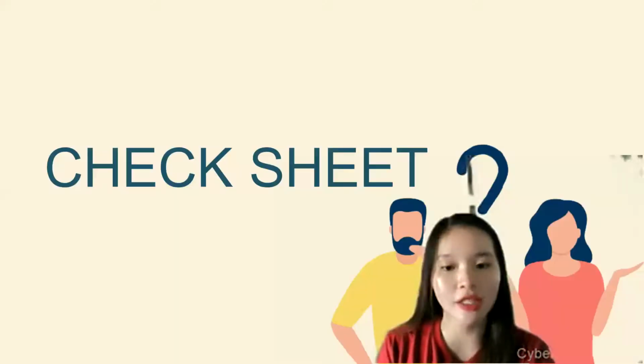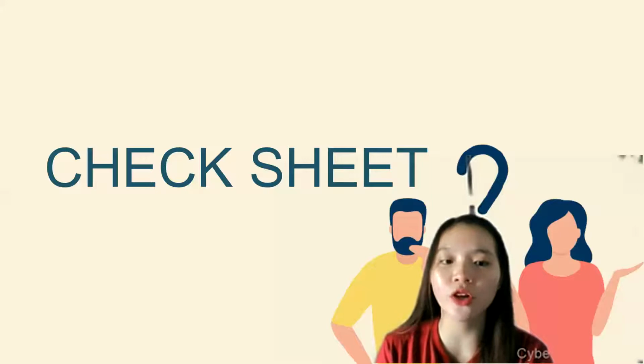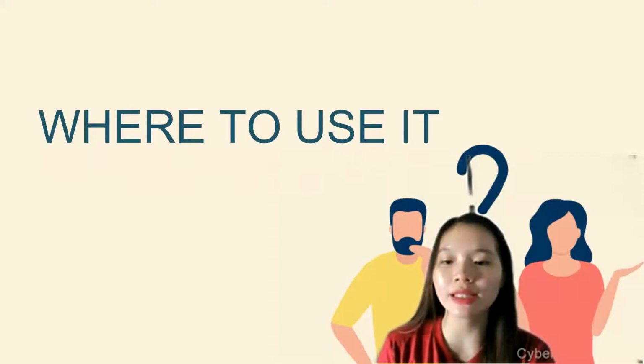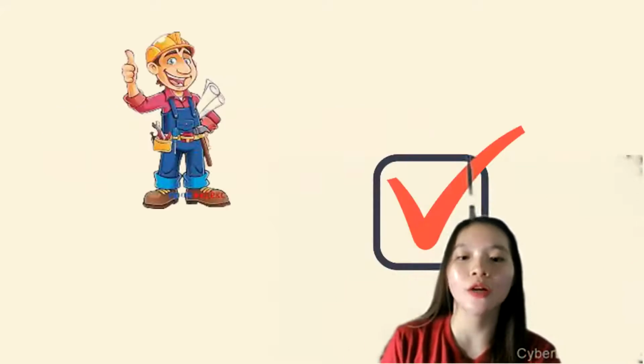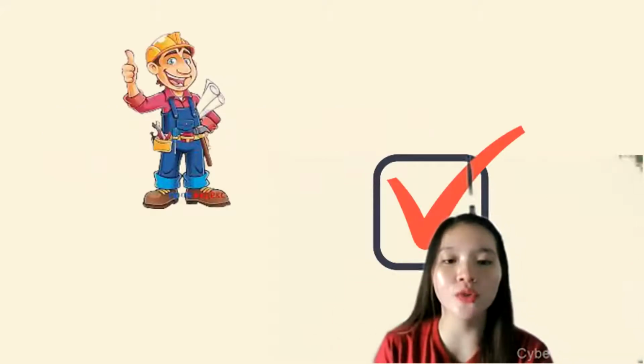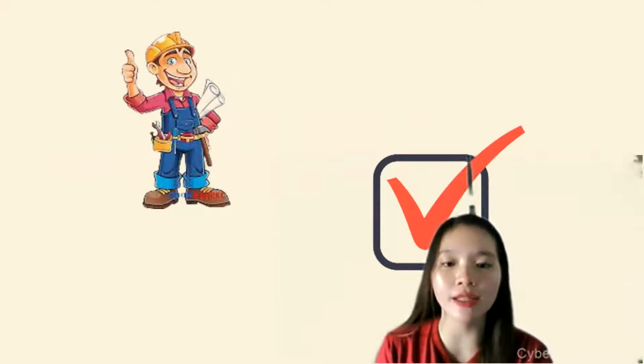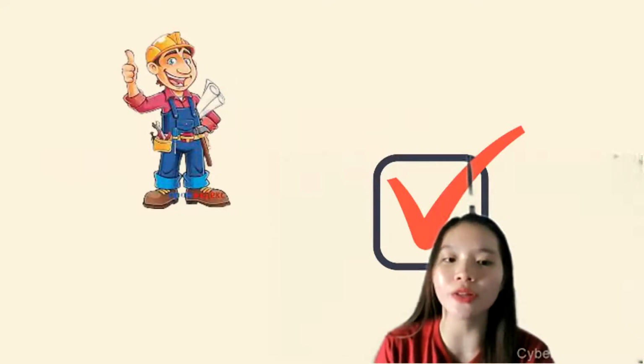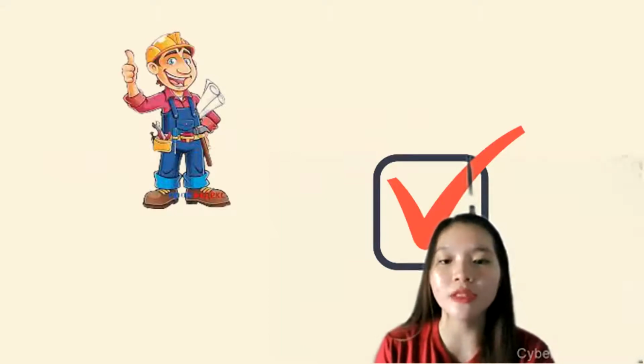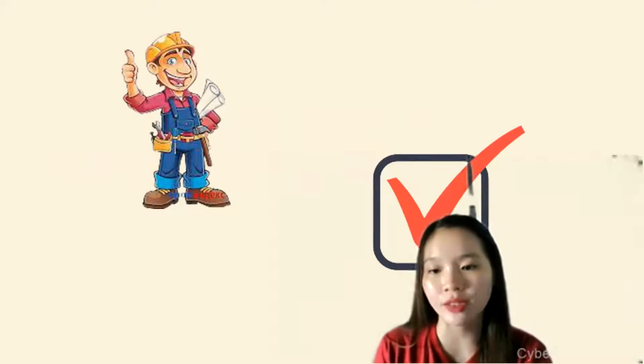And what is a check sheet? A check sheet is a structured, prepared form for collecting and analyzing data. And then where can we use it? Basically, a check sheet is very useful for people who work in the field because it makes it easier for them to retrieve data. It is an effective tool when collecting data on frequency and identifying patterns of events, problems, defects, and defect location, and for identifying defect causes.